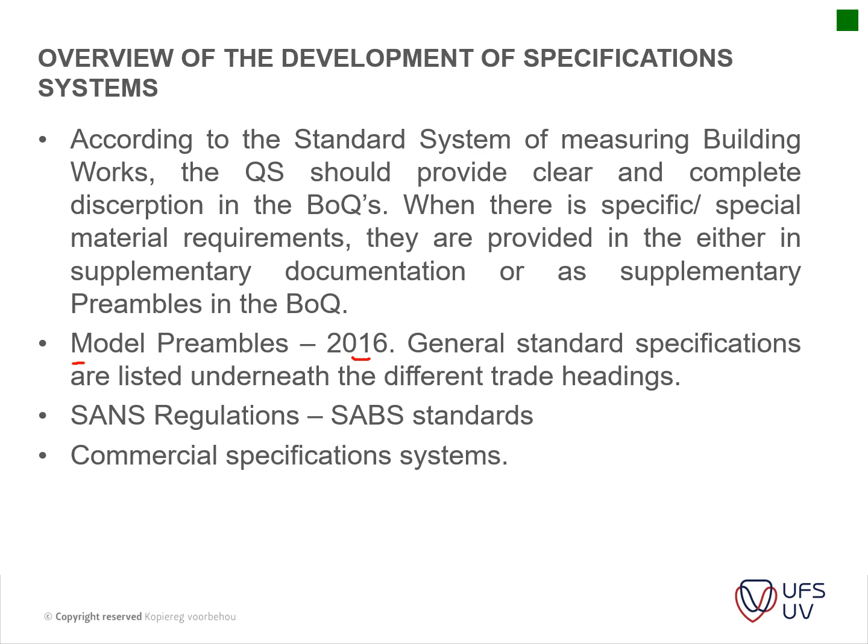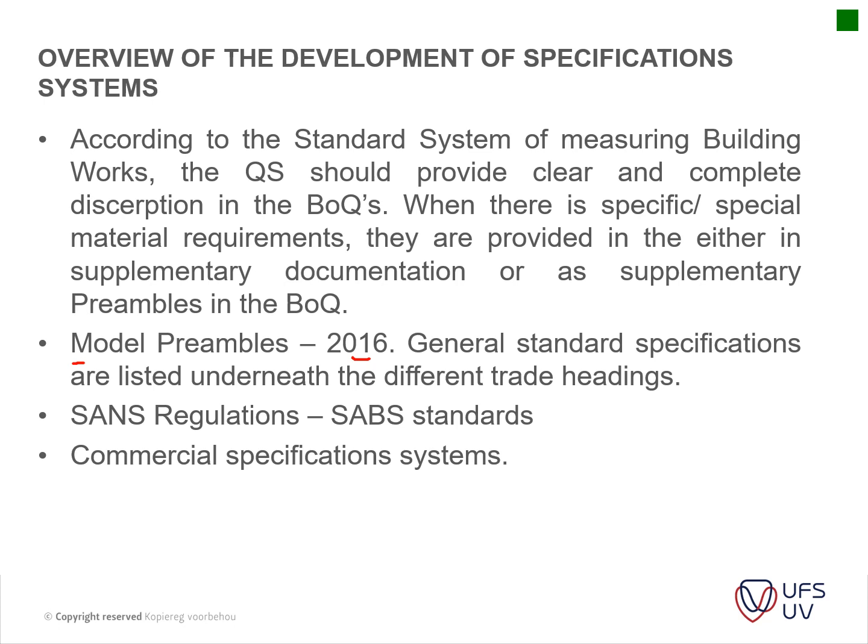It just specifies that if, for instance, you do not specify what type of mortar is to be used in a brick wall, it will be deemed to be a class 2 type of mortar. So it just sets a general standard. Then anything additional to that will be specified in the BOQ or supplementary preambles as shown in the previous lecture in your BOQs. Then you've got your SANS regulations, the SABS standards.